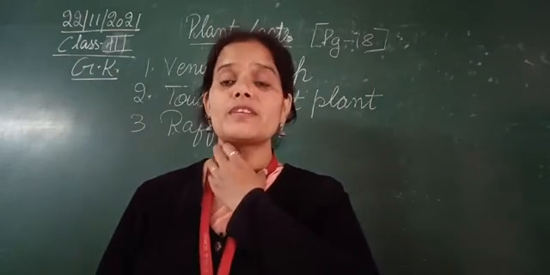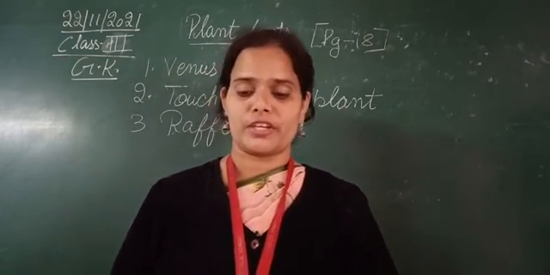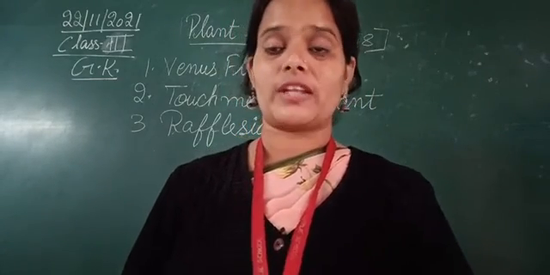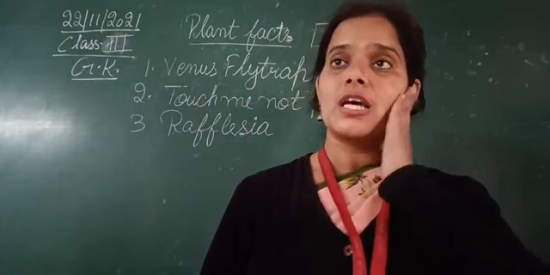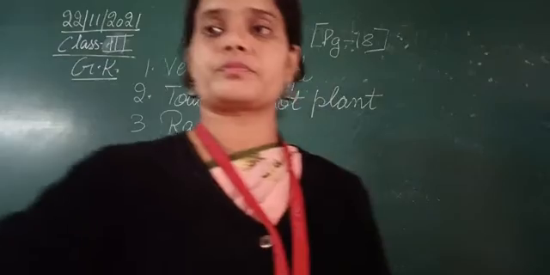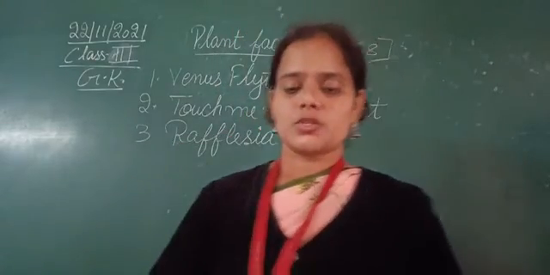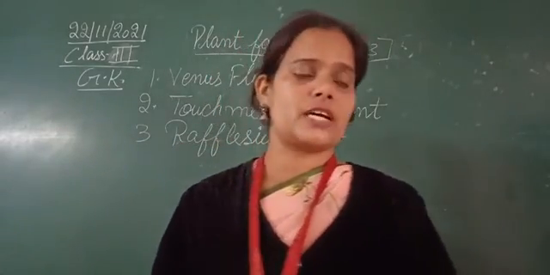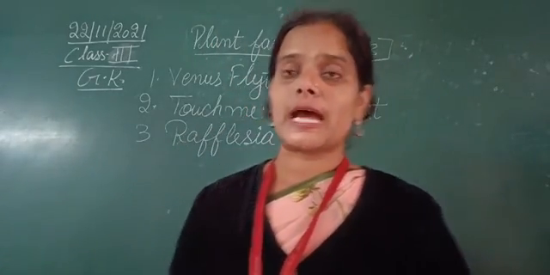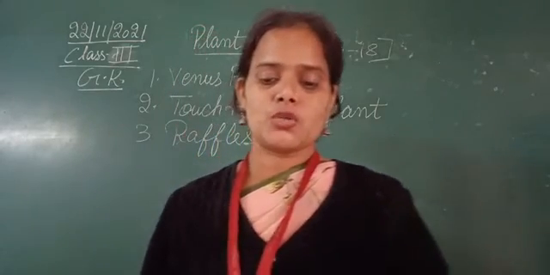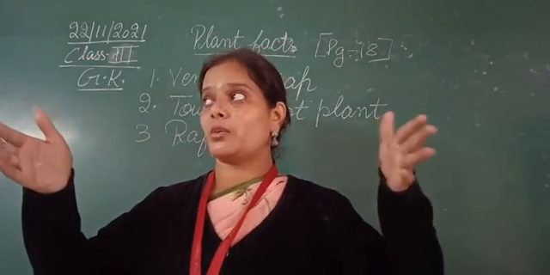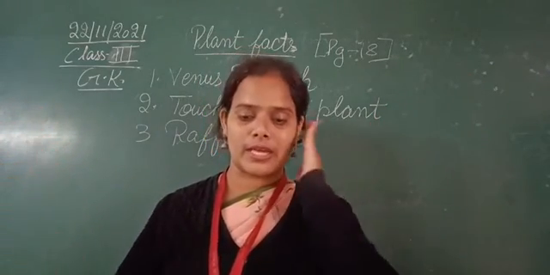Now they have given some features or characteristics of the Rafflesia flower. It is the world's largest flower, found in Malaysia and Indonesia. They have also given the width of this flower. The Rafflesia flower is about 1 meter wide.